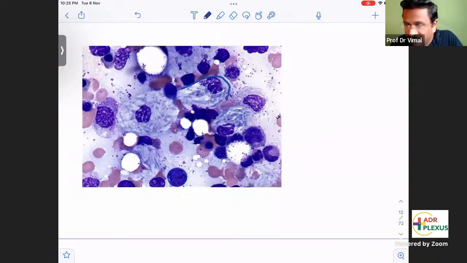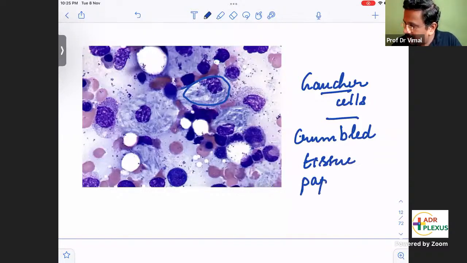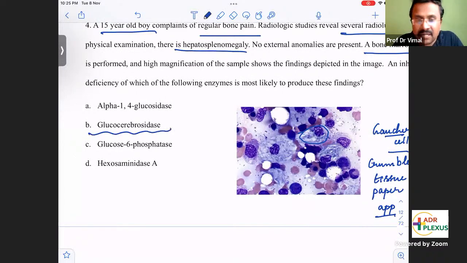These are all macrophages. These are the macrophages with distended lysosomes that you can get in a bone marrow aspirate, and these cells are called Gaucher cells. A typical appearance of these is a crumbled tissue paper appearance. So Gaucher cells with a crumbled tissue paper appearance give you a diagnosis of Gaucher's disease, and the enzyme deficient in Gaucher disease is glucocerebrosidase.